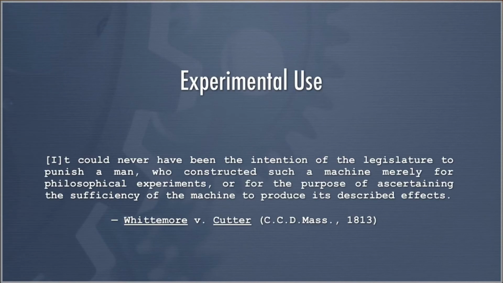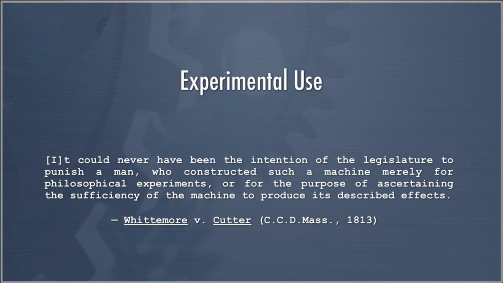So the basic idea behind the experimental use defense to infringement is that not all uses of a patented invention should necessarily be considered to be actionable infringement, right? And this comes from some of the very earliest statements about the patent law, 1813, for example, the Whittemore case.